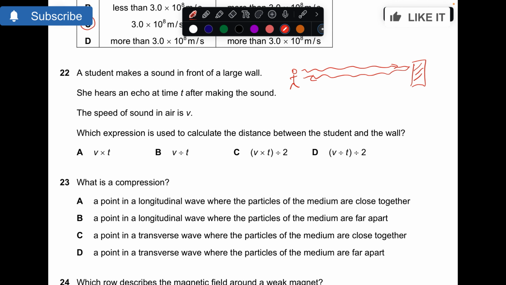So it is covering double the distance, but what you need is the one-side distance. So the distance covered divided by 2 will give you the separation between the person and the wall. Distance we know is speed times time, and to find the separation you have to divide this by 2. So option C is the answer: v times t divided by 2.